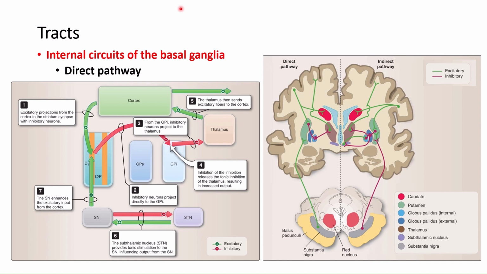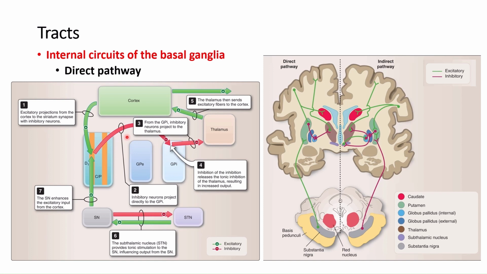So this is the direct pathway, and the direct pathway actually increases activity and increases signaling to the thalamus. So that is an important pathway. We can start from here. So cortex is sending excitatory signals to the striatum, and also substantia nigra is sending excitatory signals, and that is through the D1 receptor. So now the striatum is sending signals to the internal part of the globus pallidus.